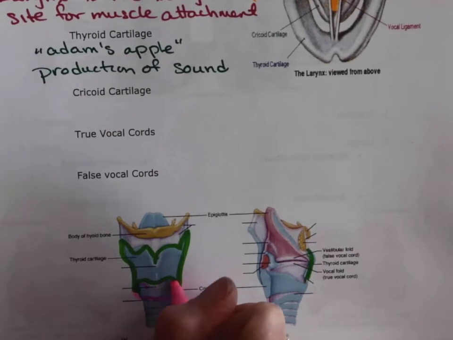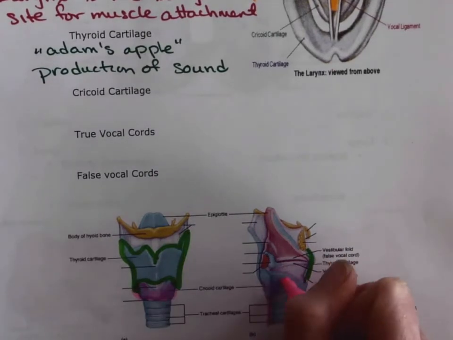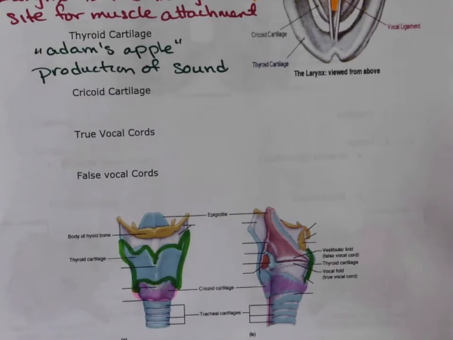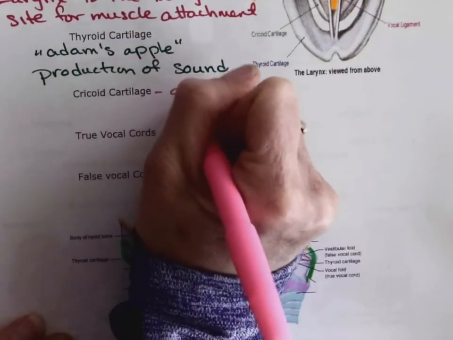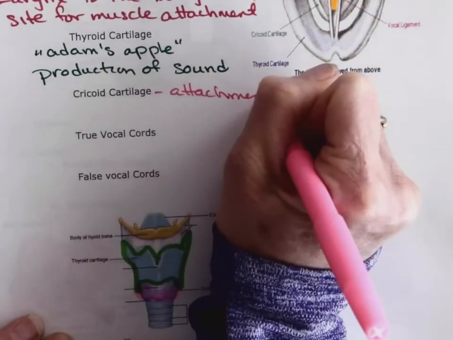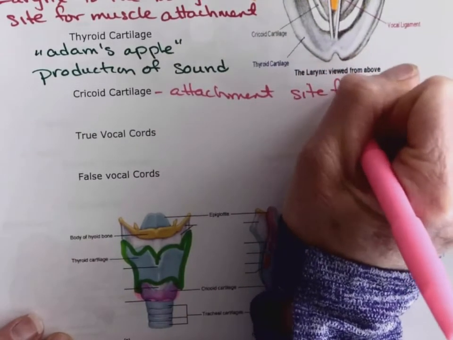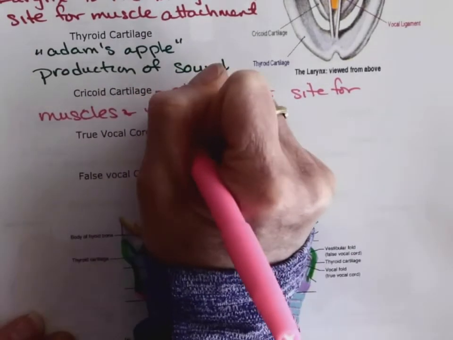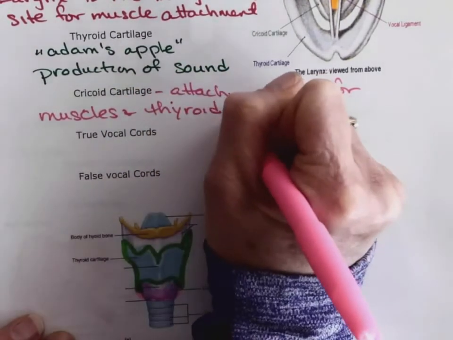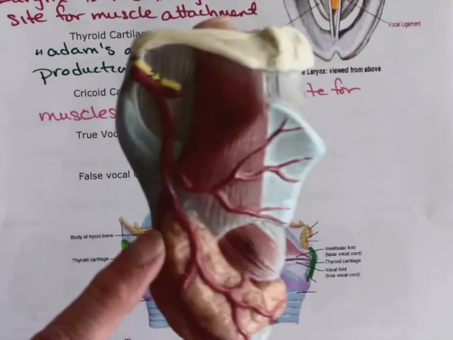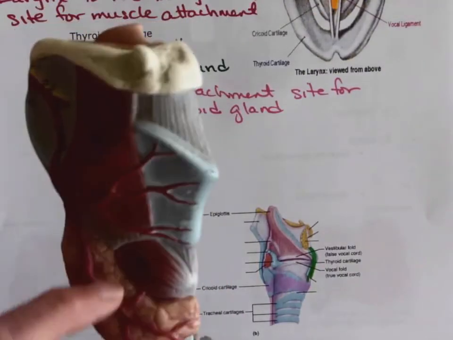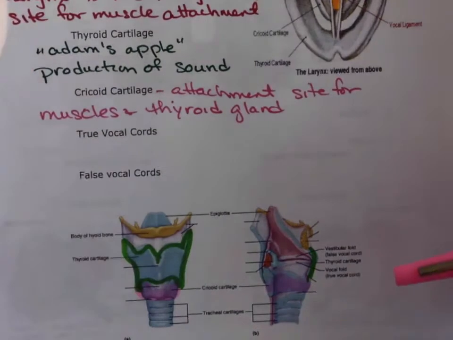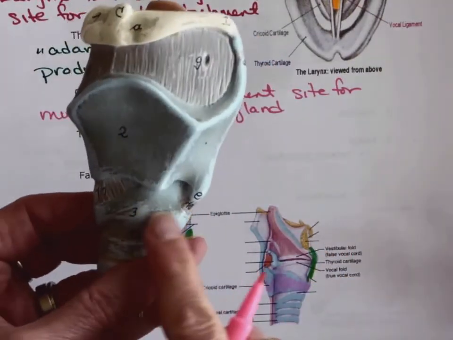So this little cartilage right here and here attaches muscles and the thyroid gland. The attachment site for muscles and the thyroid gland, which you already knew. So this little half of it right here, and then you can see some of these muscles coming in, pretty much cover the cricoid cartilage, which you can see right here.